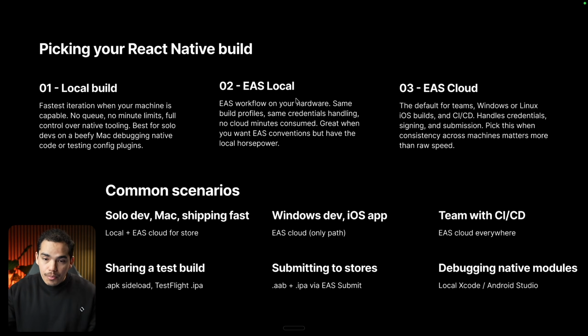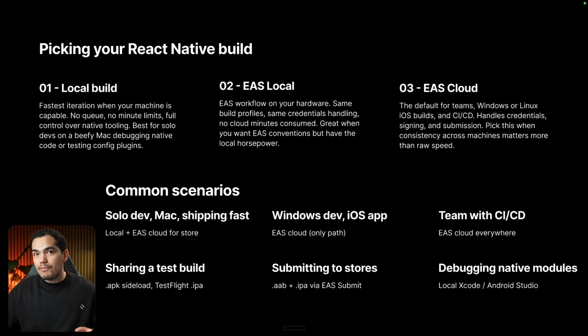Now, the second option is using EAS with the local flag. Like I said, you can build locally. It basically runs the same workflow, but on your machine. So still, you need a Mac if you want to build for iOS. It has the same credentials handling, no cloud minutes consumed, and is great when you want EAS conventions but have the local horsepower. And then the third option I would say is EAS Cloud.